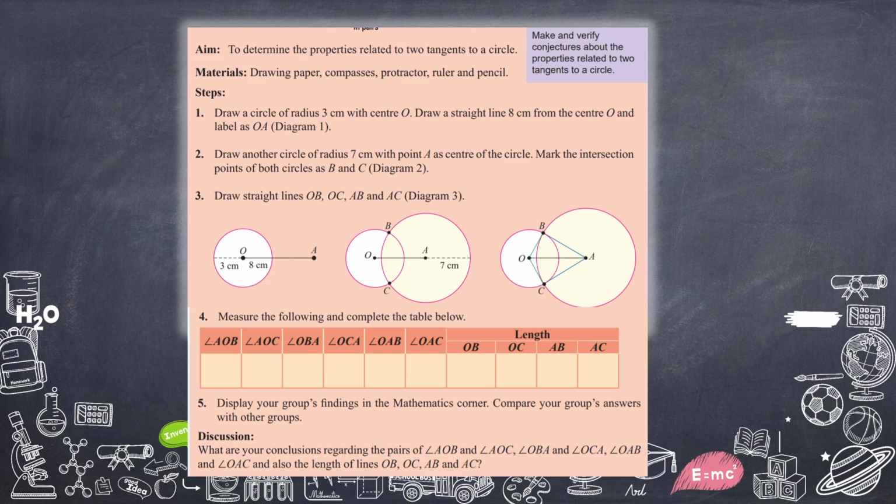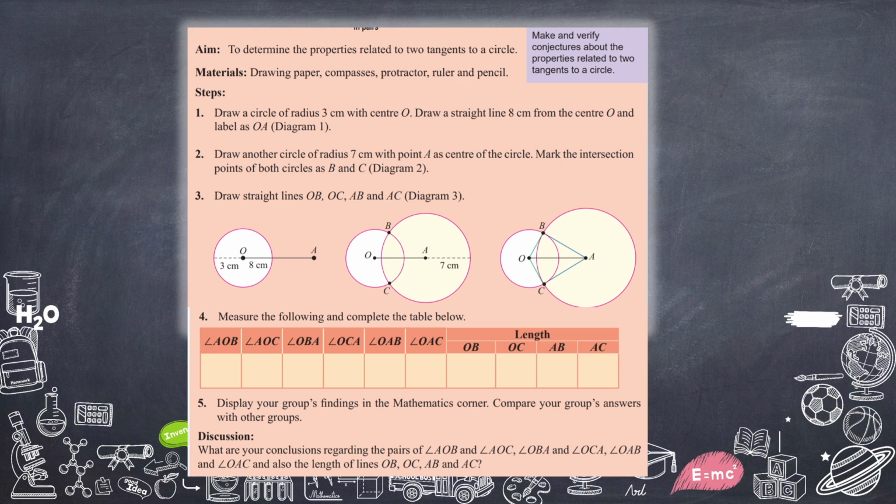Alright, next we move to the class activity. This is a group activity. The aim of the activity is to determine the properties related to two tangents to a circle. The materials are drawing paper, compasses, protractor, ruler, and pencil.